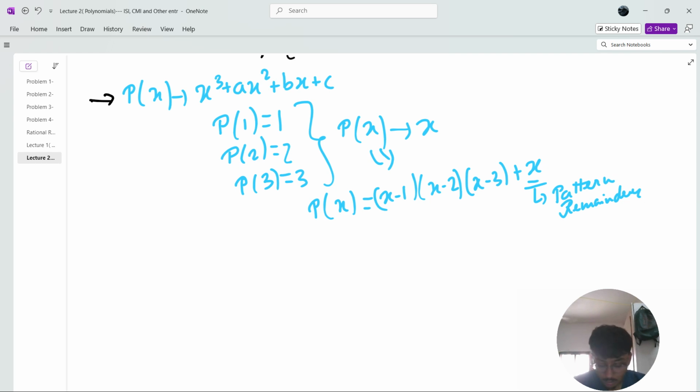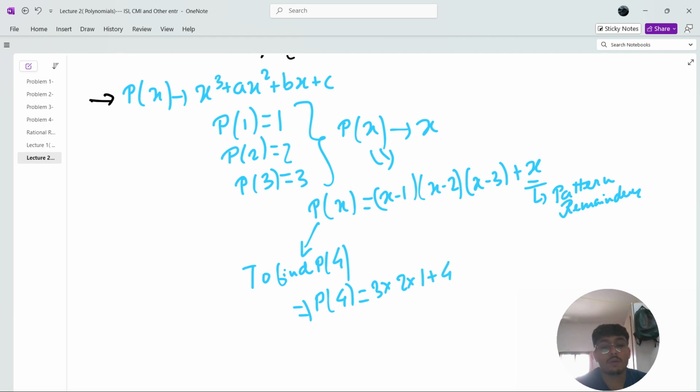We need to find out most probably P of 4. This is as simple as a cupcake right now. P of 4, just put 4 in place of x. So P of 4 is basically 3 into 2 into 1 plus 4. So that gives me 10. So ultimately my P of 4 equals 10. This is my answer.